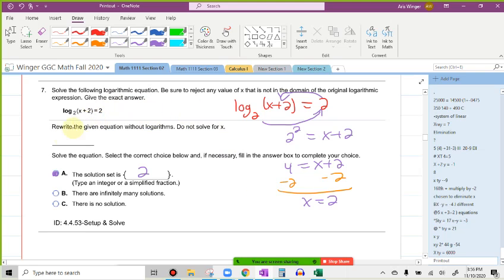So what they want here is 2 to the second equals x plus 2. They might take 4 as well. So you can either write 2 to the second equals x plus 2 or just 4 equals x plus 2, and then they want you to solve for it.